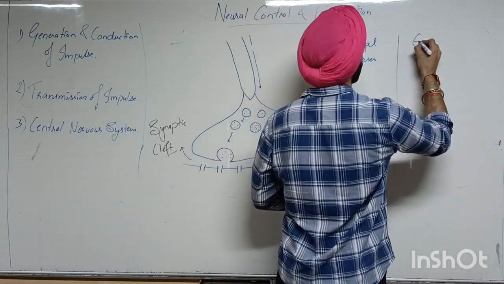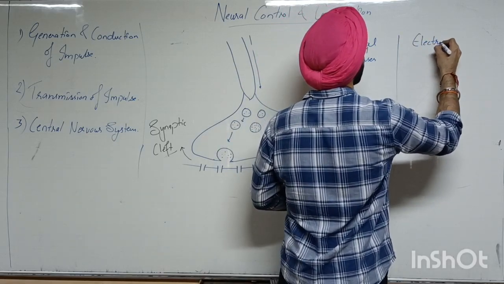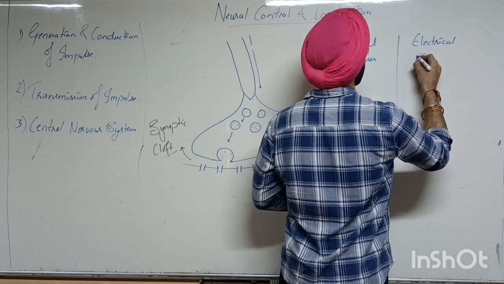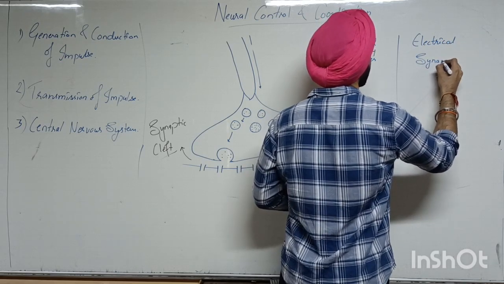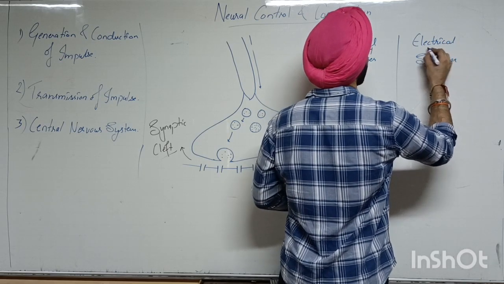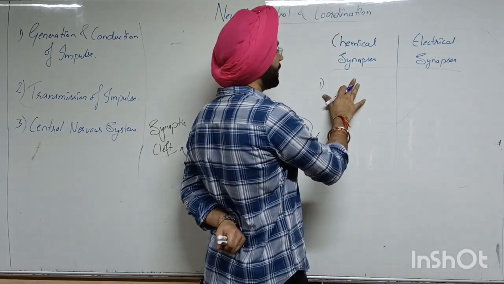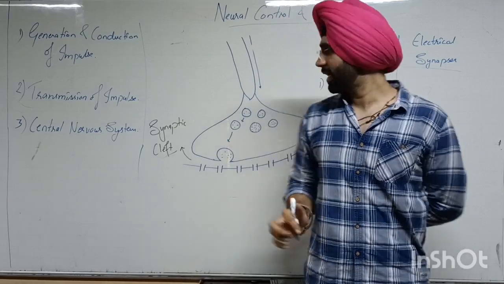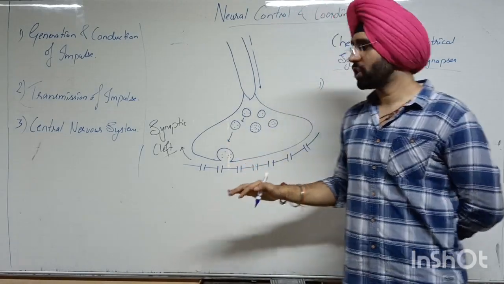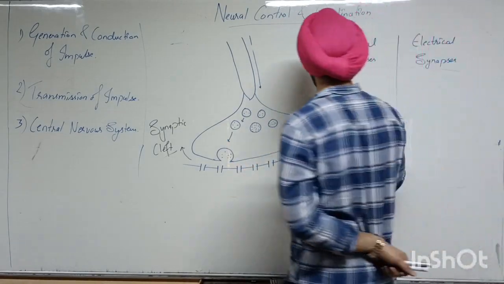Second one is electrical synapses. So what is the difference between these two? Let me explain. In the chemical synapses, a chemical is involved, as I have shown in the diagram. That chemical is known as a neurotransmitter.